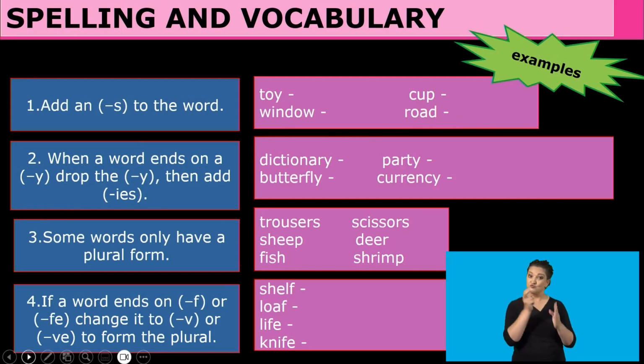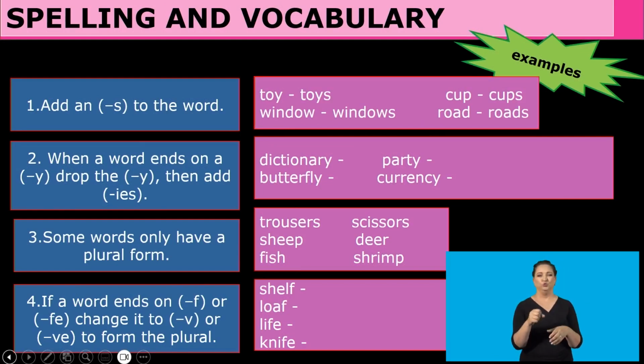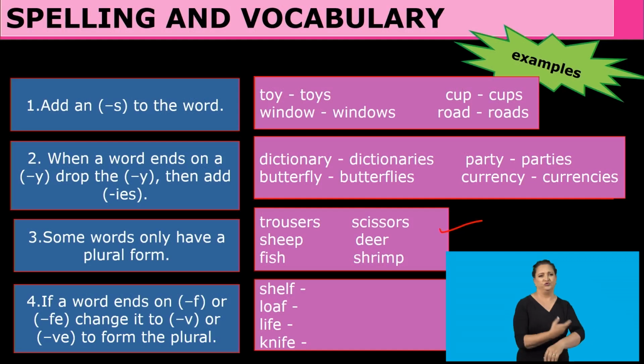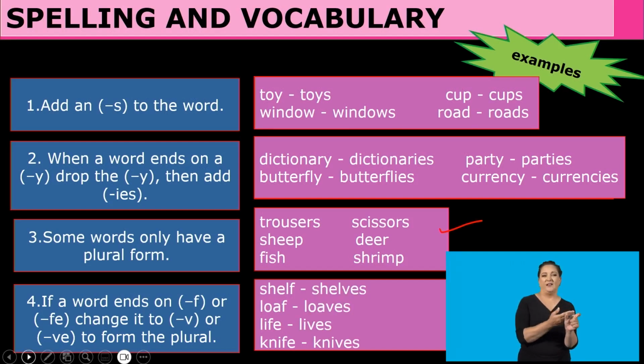Now, in our examples, when we're adding an S, there we go, toys, windows, cups, roads. When we drop the Y, dictionaries, butterflies, parties, currencies, all right? Some words only have a plural form. There we have it. Trousers, sheep, fish, scissors, deer, shrimp. We don't say shrimps or deers, all right? It even sounds crazy, doesn't it? So remember, some words only have a plural form. Then if a word ends on F or VE, there we go. It is shelves, loaves, knives, lives, all right?